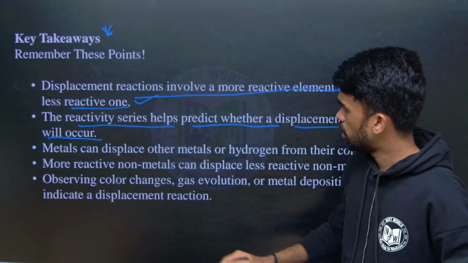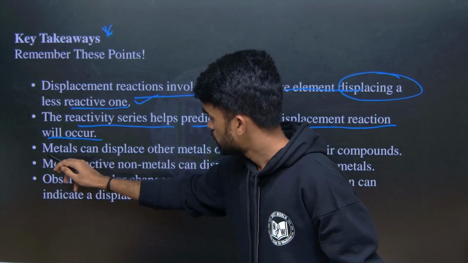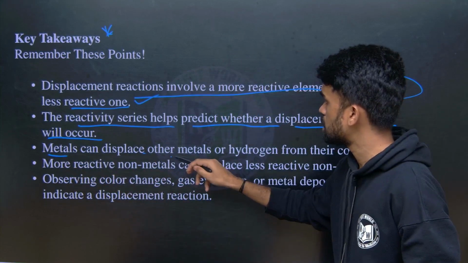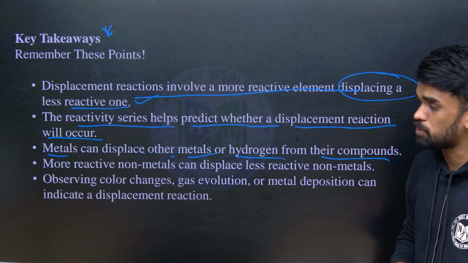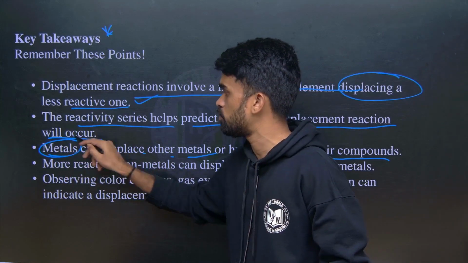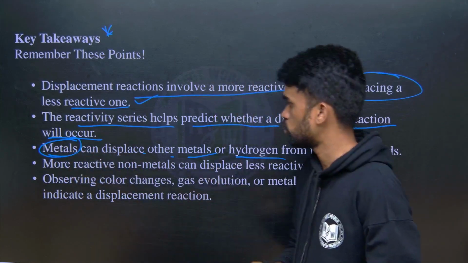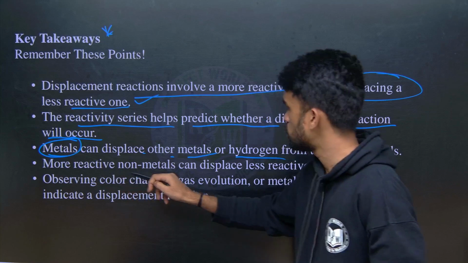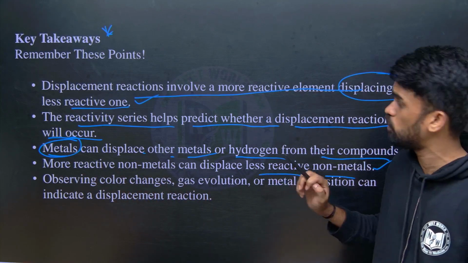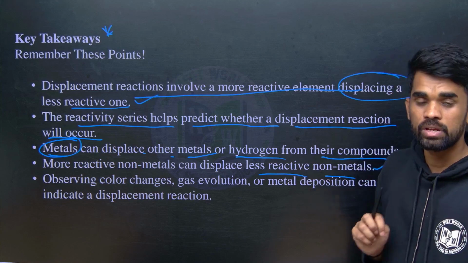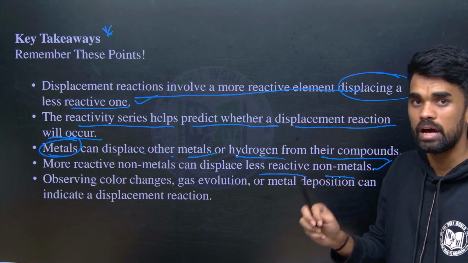The next one is that metals can displace other metals or hydrogen from their compounds. Yes, this is possible, because this metal should be more reactive. Now, more reactive non-metals can displace less reactive non-metals. Yes, just now we have seen the halogen case. Fluorine and chlorine are more reactive than bromine and iodine.